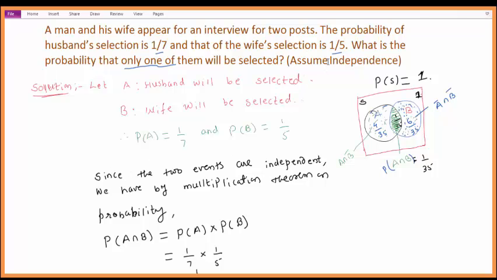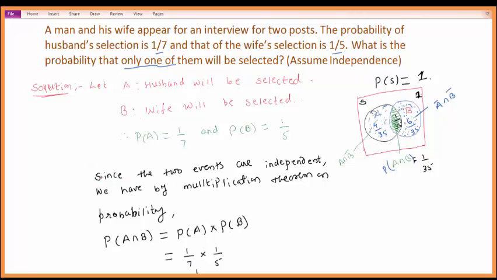Now given that, assume the independence. Assume the independence means what? That is, the 2 events A and B are independent. Wife selection does not depend on the husband selection, and husband selection does not depend on the wife selection. Therefore, the 2 events A and B are independent.